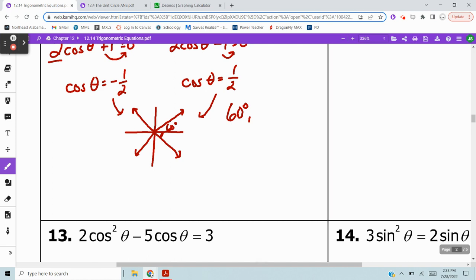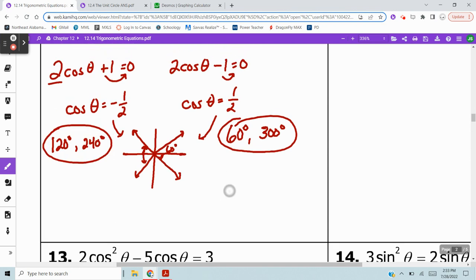This is also going to be a 60-degree angle. So this is 360. Take away that 60, that would give me a 300-degree angle. So there are my two answers for that side of the equation. This is a 60-degree angle. I know this is 180, so 60 degrees short of 180 would be a 120-degree angle. And then 60 degrees beyond 180 would be a 240-degree angle. So there should be the four answers for this.